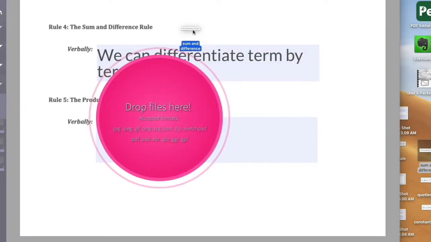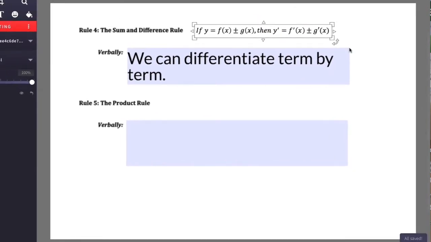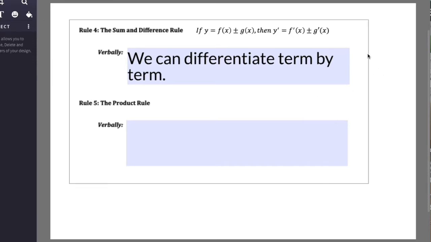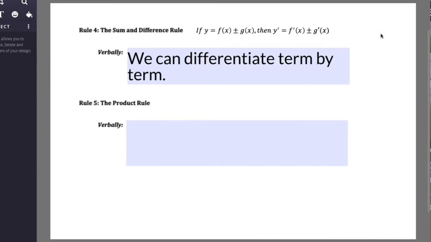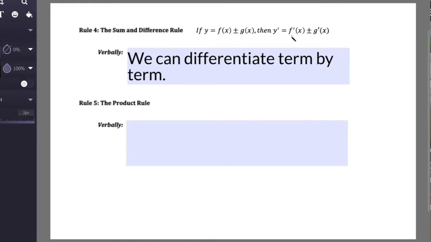All right, so next we're looking at the sum and difference rule, which I wrote up here. And verbally, I wrote what this means as well. We'll write a sentence for each of these next few rules to help you remember them. The sum and difference rule basically says if you have a function y equals the sum or difference, plus or minus, meaning either one, of two functions, f of x and g of x, then the derivative is just the derivative of the first function plus or minus the derivative of the second function. So you can differentiate term by term. That's what we mean by the sum and difference rule.